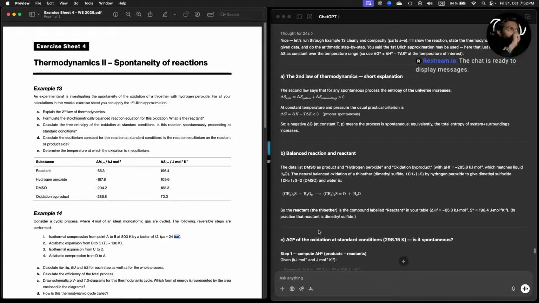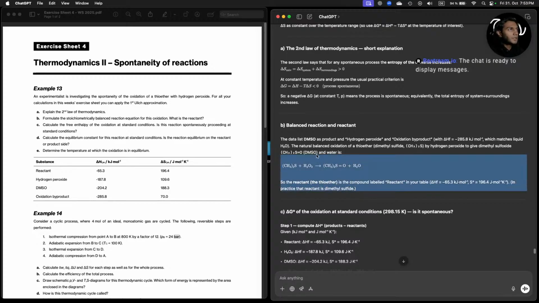So the reactant is the compound labeled reactant in your table. In practice, that reactant is dimethyl sulfide. This one, right? Yeah. Yeah, that's the one.